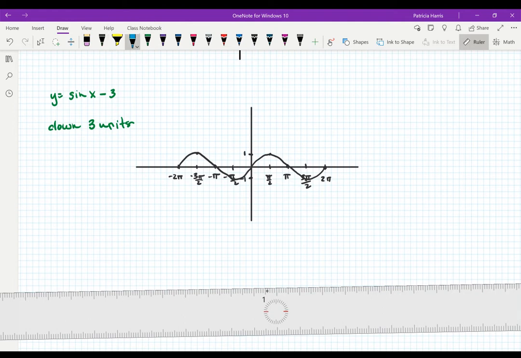Okay, so now we're going to move everything down 3 units. So I need to kind of extend my graph in the downward fashion. So -2, -3, -4. So everybody just moves down 3. So if I'm at 0, I move to -3. If I'm at 1, I move down to -2. And back to 0. If I'm at -1, I'm going to move down to -4.